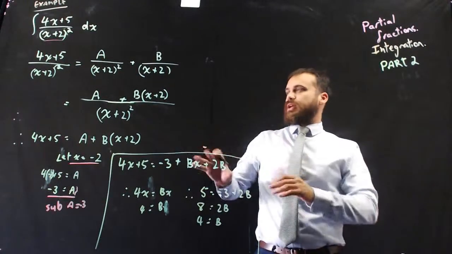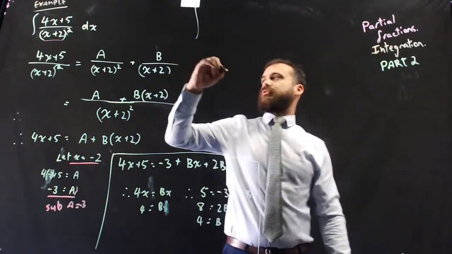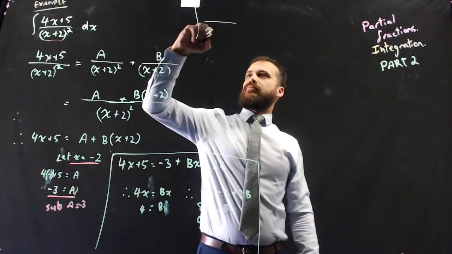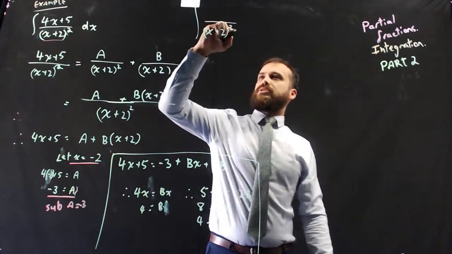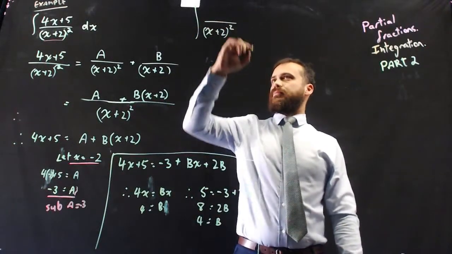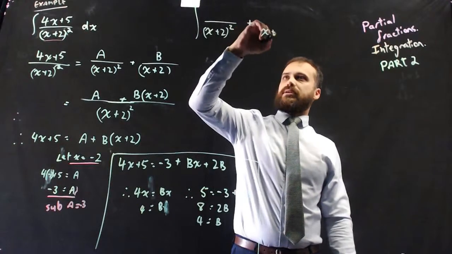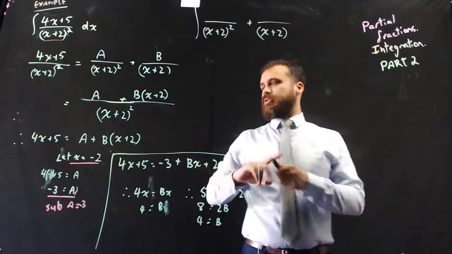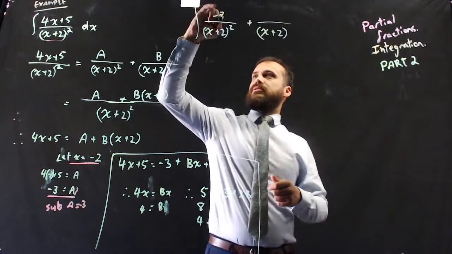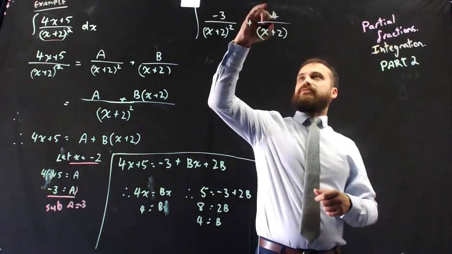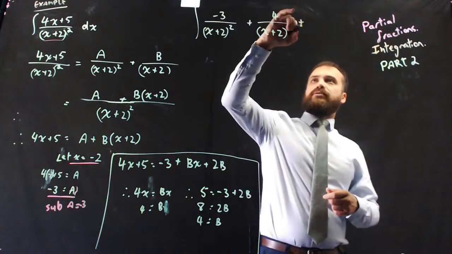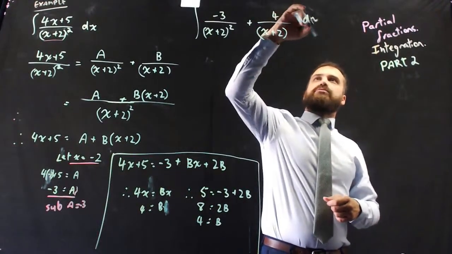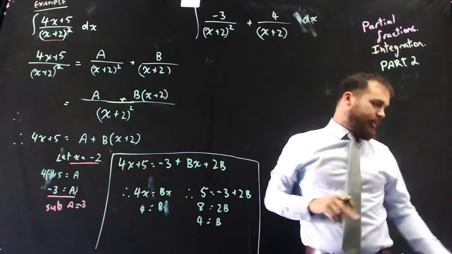Now that we've done all of that hard work, we can rewrite it as a partial fraction. So we can say that we're finding the integral of A over (x + 2) squared plus B over (x + 2), and we can say that the A value is negative 3 and the B value was positive 4. And then all of this is going to be plus, not plus C yet, we haven't integrated it yet, with respect to x. Now we just need to integrate that.